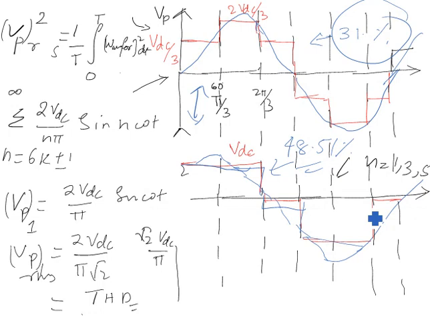This type of waveform is having 48% harmonic content, which is not similar. Almost half of the content is your harmonics. Here the 31% is your harmonic content. So here the lowest content is fifth harmonic, then seventh harmonic. Here the lowest content is third harmonic. So this is the major difference of these two waveforms.